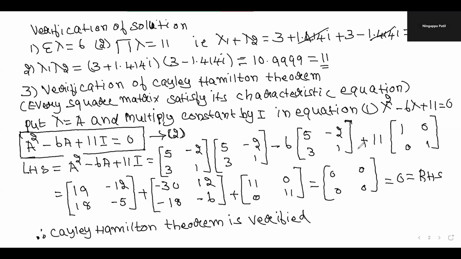5 minus 2, 3, 1, plus L1 I, 1, 0, 0, 1. The I is the unity matrix. The diagonal elements are 1 and the other elements are 0. That is the unit matrix I.